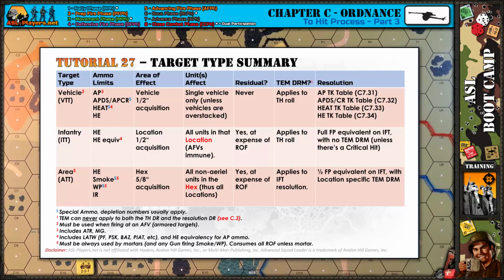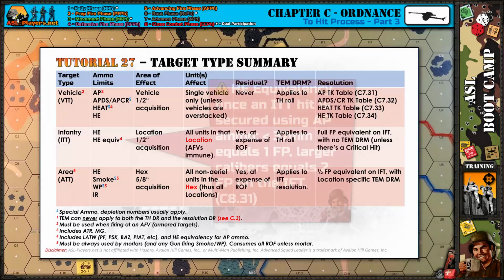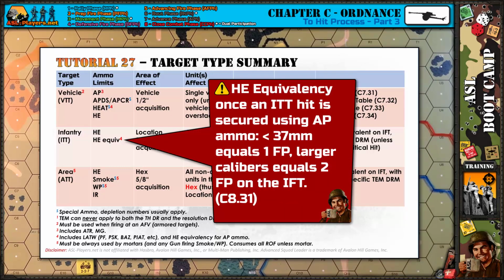Depending on the caliber, you get 1 to 2 firepower firing armor piercing at a target, like a squad. So if a gun does not have high explosive and only has AP, you can fire AP ammo at an infantry unit, and it's going to have 1 or 2 firepower factors depending on the caliber. I forget the caliber breakdown. Maybe it's 37 or 57 millimeter, and below is 1 and above is 2, something like that. It's in the rulebook.